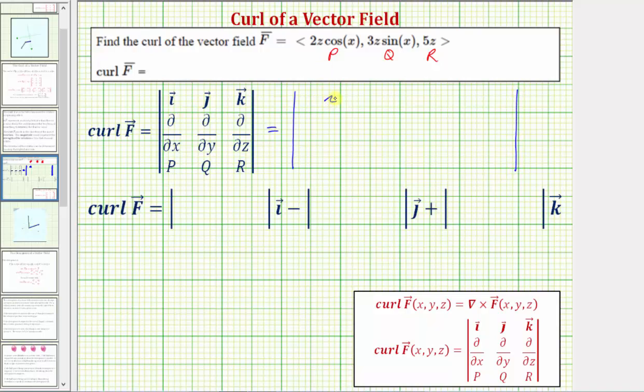first row, so we have I, J, K. In the second row, we have the differential operators, so the partial with respect to x, the partial with respect to y, and the partial with respect to z. In the third row, we have the x, y, and z components of the vector field. So we have 2z cosine x, 3z sine x, and 5z.